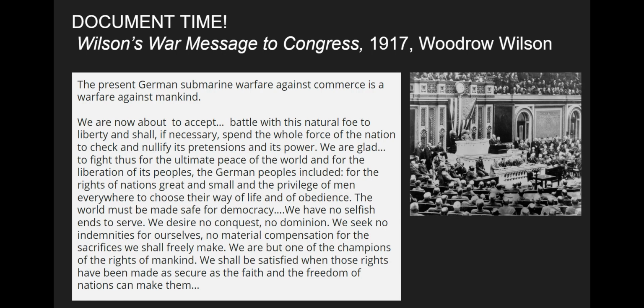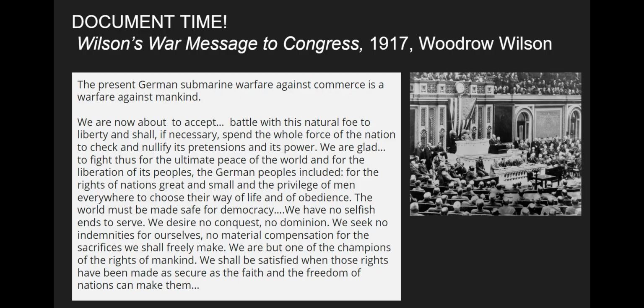He says, "We have no selfish ends to serve. We desire no conquest, no dominion. We seek no indemnities for ourselves, no material compensation for the sacrifices we shall freely make. We are but one of the champions of the rights of mankind. We shall be satisfied when those rights have been made as secure as the faith and freedoms of nations can make them." So he says, we are being totally selfless in this war.